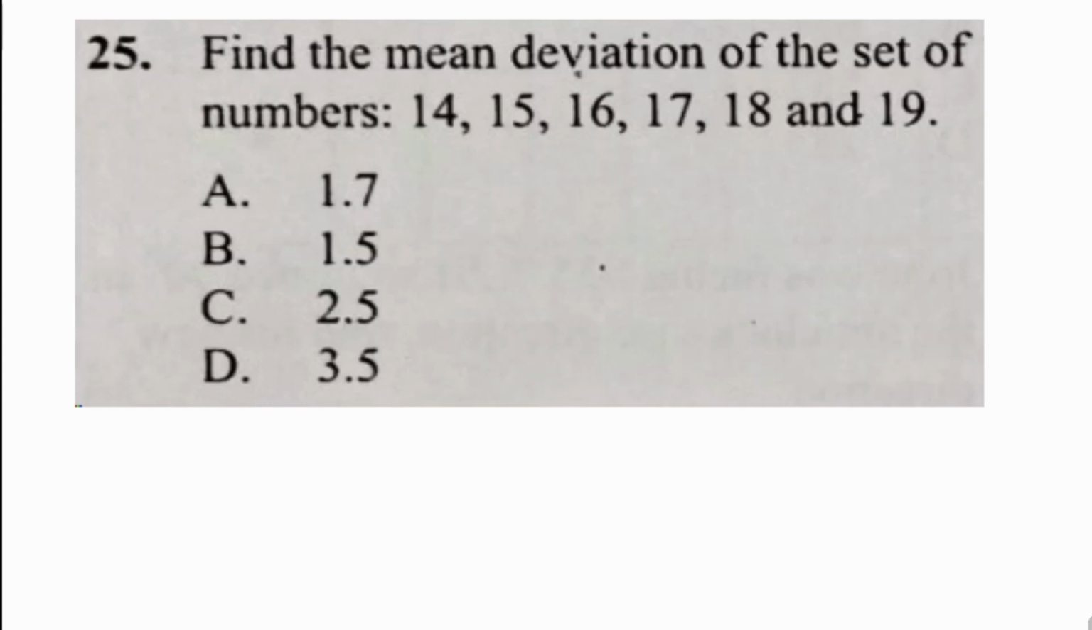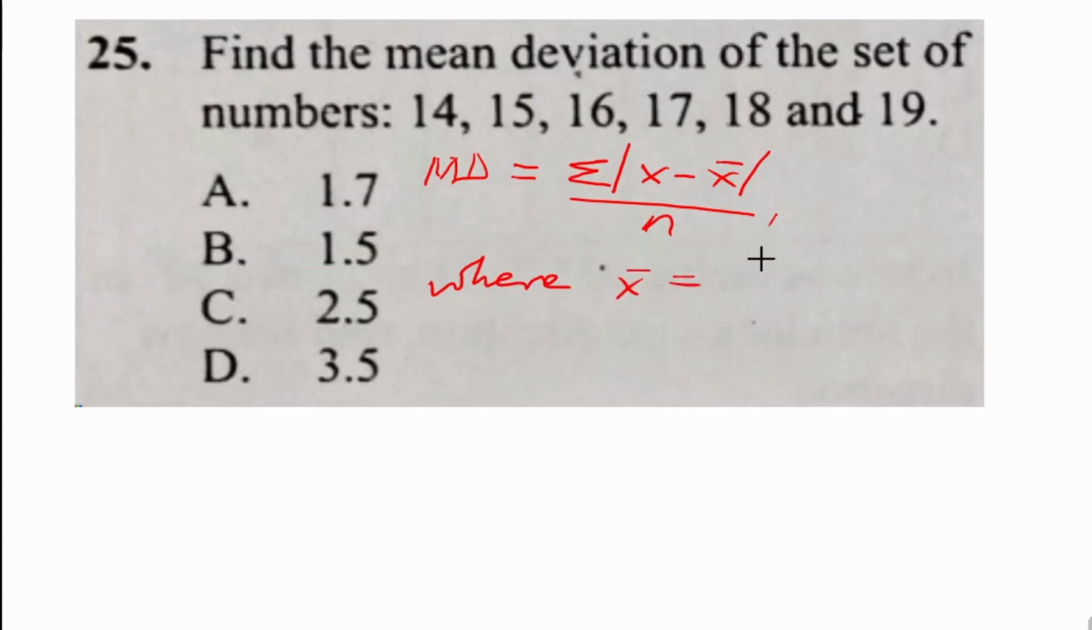We start by writing the formula of mean deviation. So mean deviation of a set of values, which I would like to call MD, is equal to sigma, which is the summation of the absolute value of x minus mean, all over n, where mean is sigma x over n, and x is the individual values and n is the number of values.